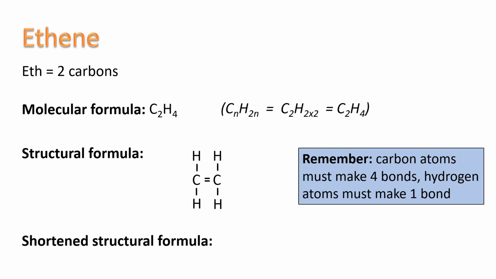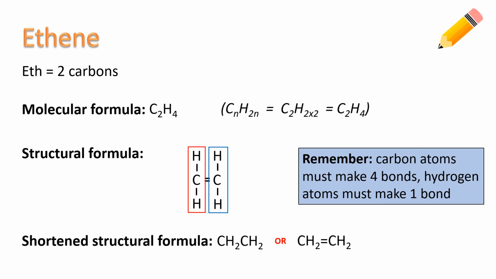Now on to our shortened structural formula. Remember, we look at each carbon in turn. So for our first carbon, we've got CH2, our second carbon, CH2. Now you can also write this leaving in the double bond. So CH2, double bond, CH2. If you pause here and copy this down.